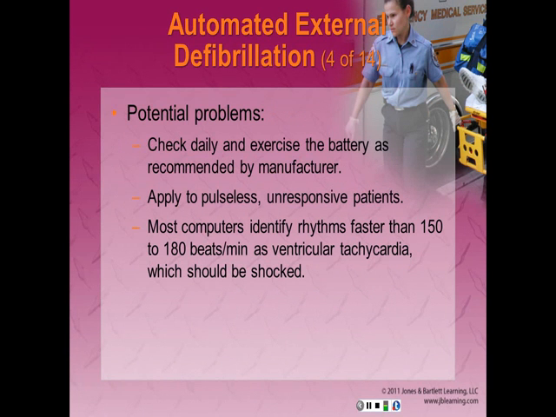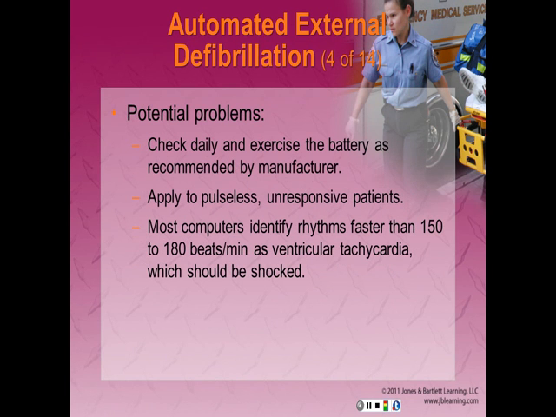Some of the potential problems associated with AED use include the following. Batteries can potentially die. Check the AED daily and exercise the battery as often as the manufacturer recommends to avoid a dead battery. If the patient is moving, the computer may be unable to tell the difference between electrical signals from the heart and electrical signals from the arms and chest muscles. We only apply the AED to pulseless, unresponsive patients.